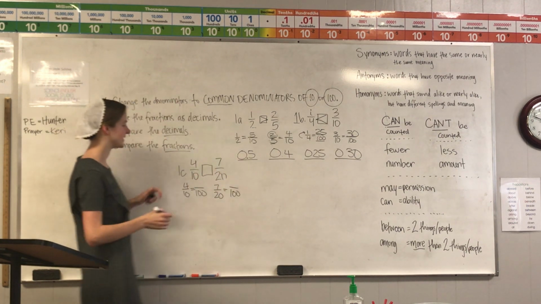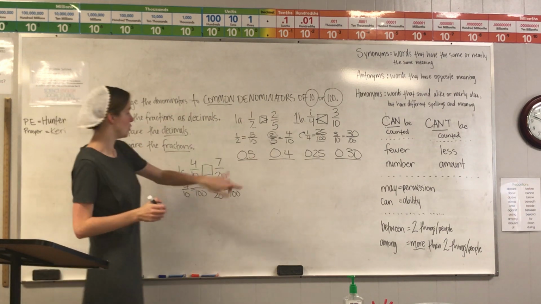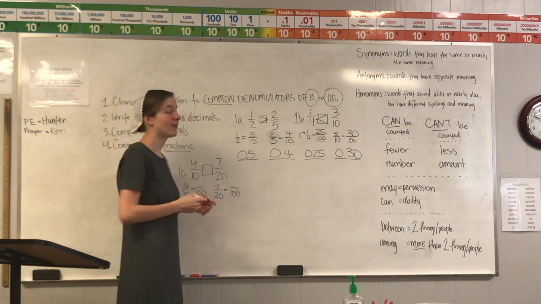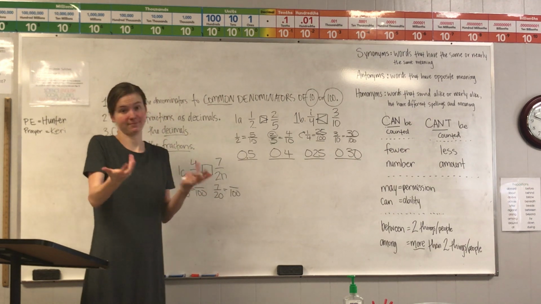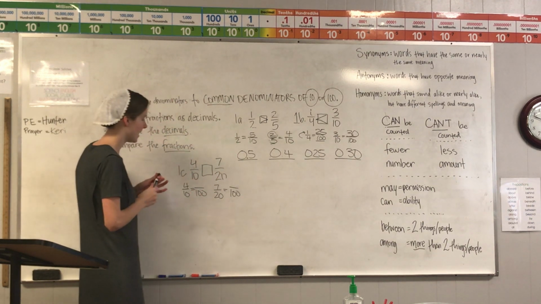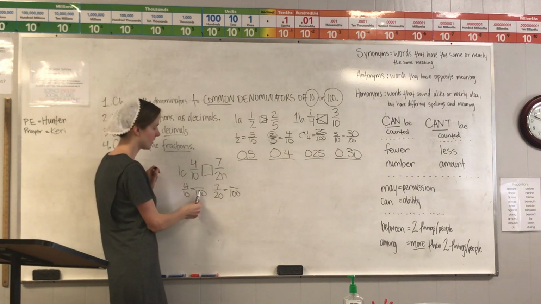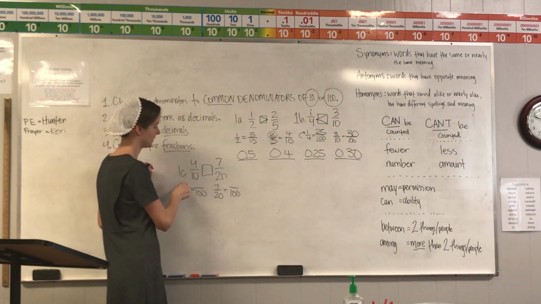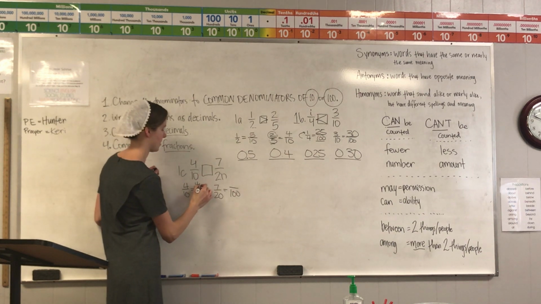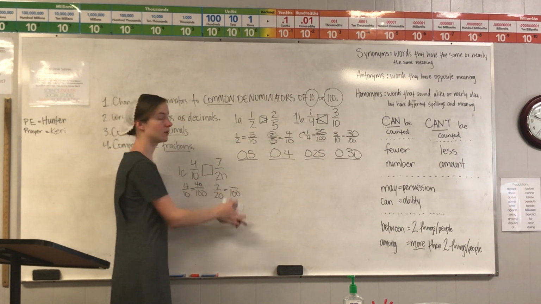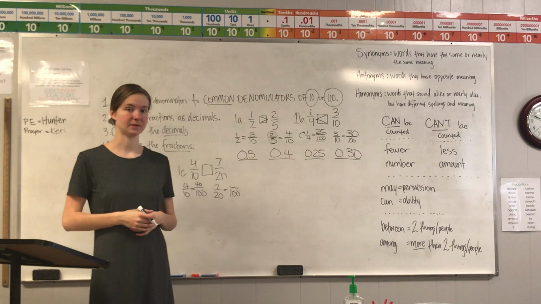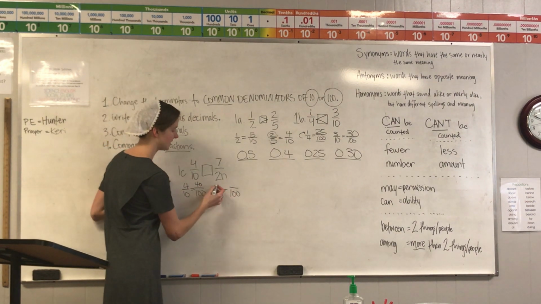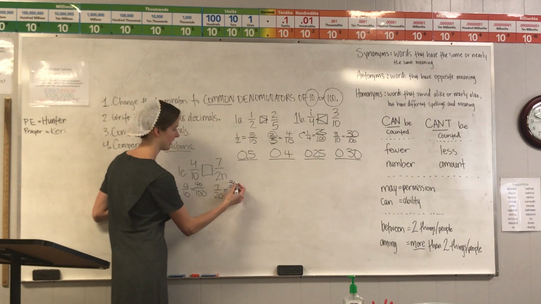All right, we are ready to solve. You can find the missing numerator whatever way works best for you, all right? I'm going to do it this way. 10 goes into 100 how many times? 10 times. So 10 times 4 is 40. 20 goes into 100 how many times? How many 20s are in 100? 5. So 5 times 7 is 35.